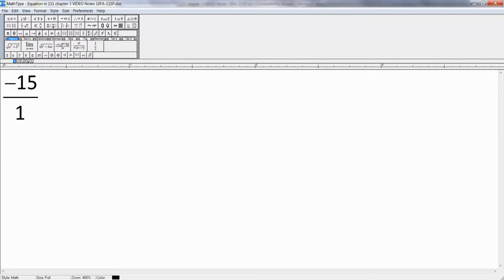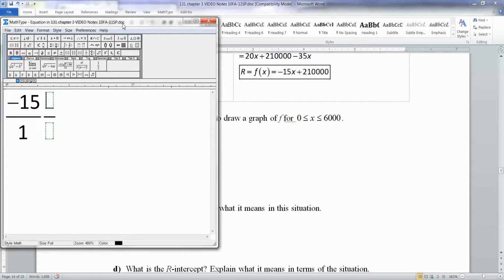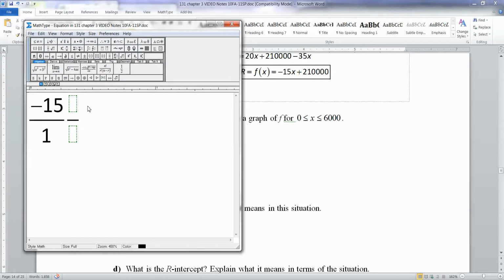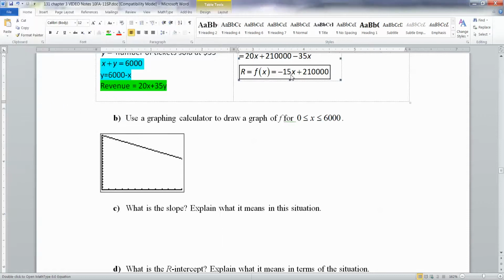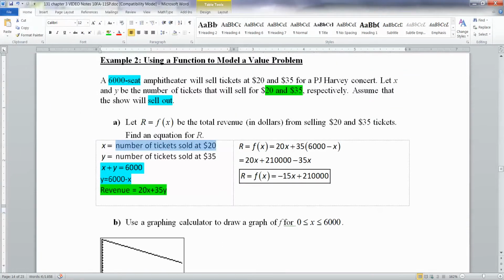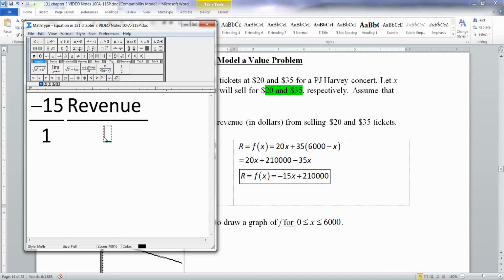And then let's think about what slope is. Slope is your change in y over your change in x, right? Or your change in your dependent variable over your independent variable. So this is revenue, dollars, because that was your y variable for this equation up here, this function. And then your x variable was the tickets you sell at 20 bucks, right? So this is number sold.